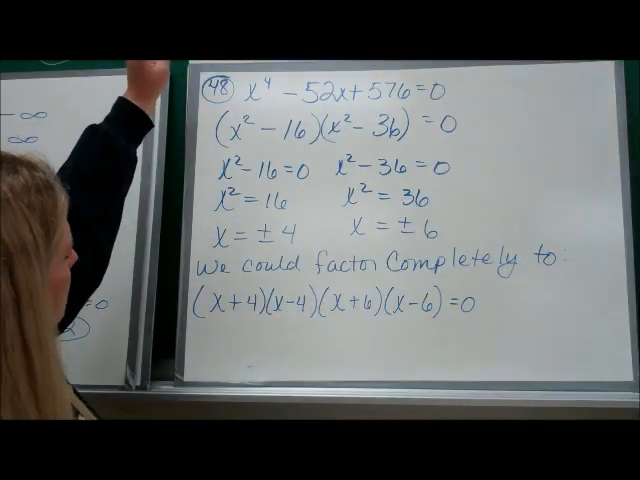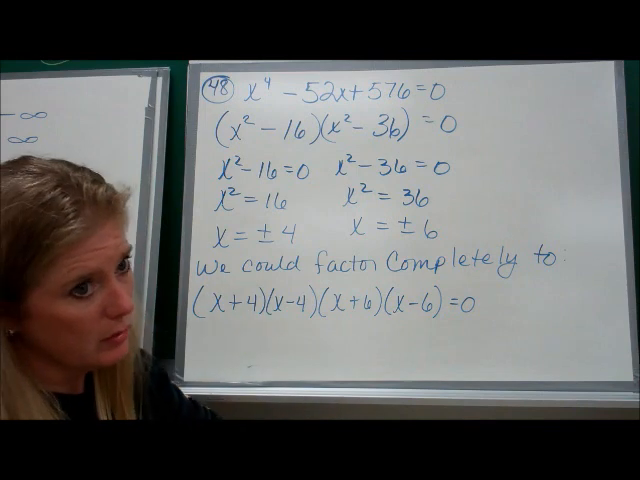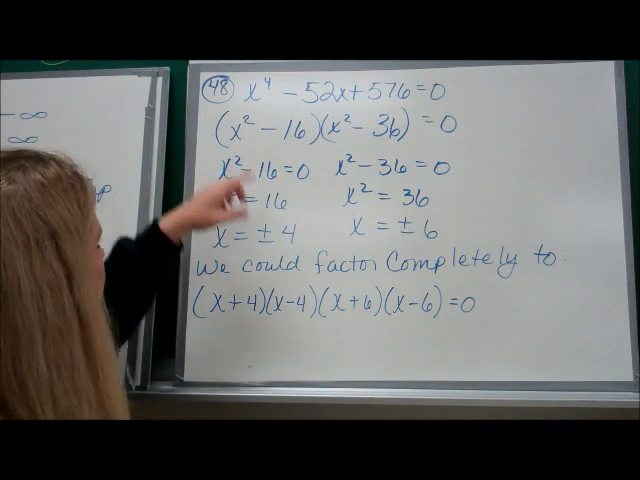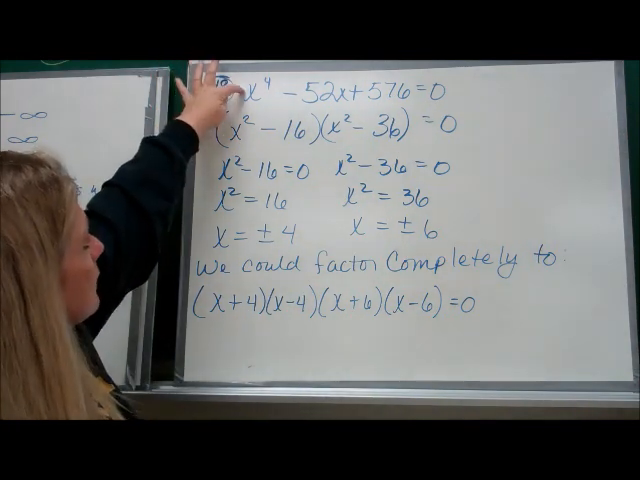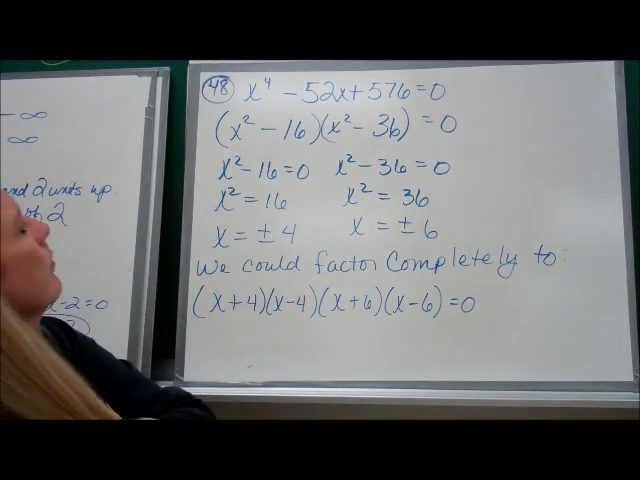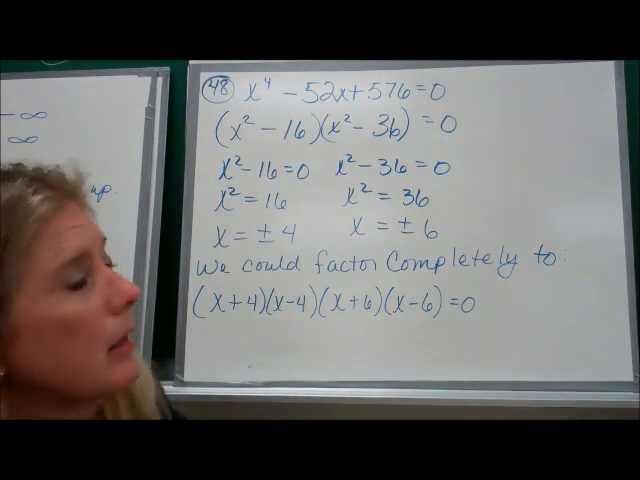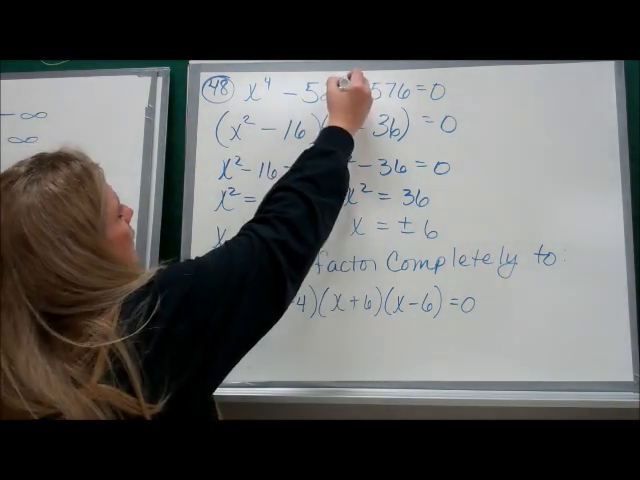Number 48. We are finding all the real number solutions, or the zeros or something. I don't remember what the directions say. But we've got x to the 4th minus 52x squared plus 576 equals 0. This one can be factored like a quadratic. And this should be an x squared right there.